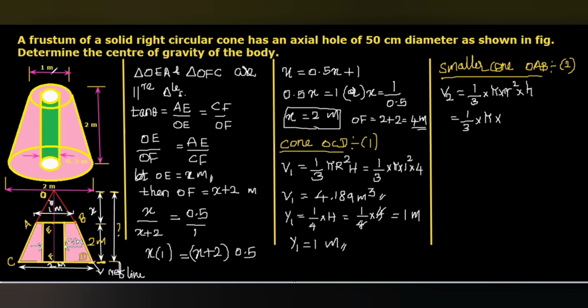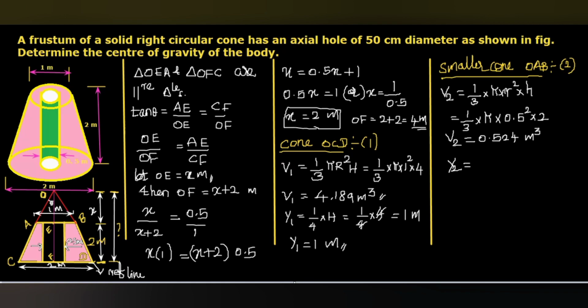Here, this will be the diameter, 1 meter, so the radius will be 0.5 meter. The vertical height x that we calculated as 2 meters. So radius 0.5, vertical height 2. So 0.5 square multiplied with 2. By simplification, we will get V2, that is 0.524 meters cube.